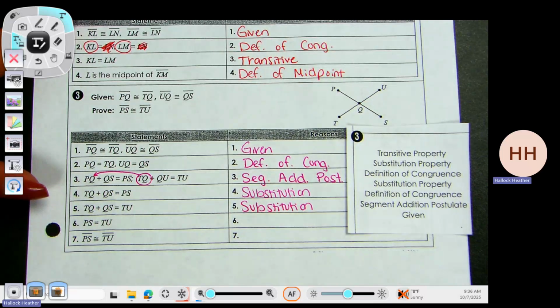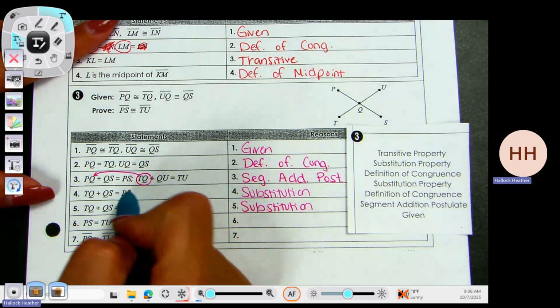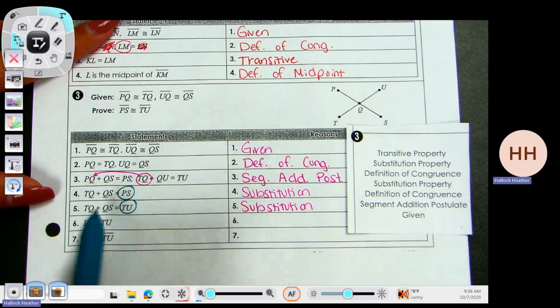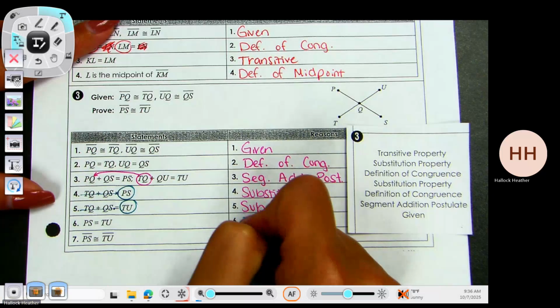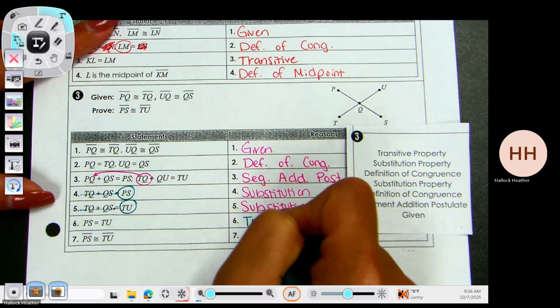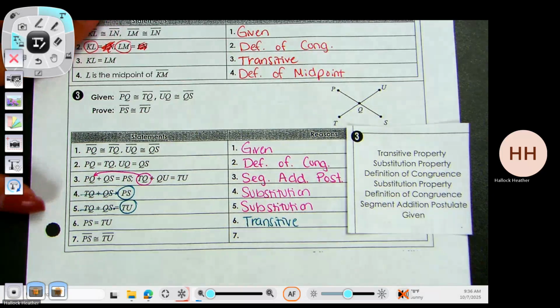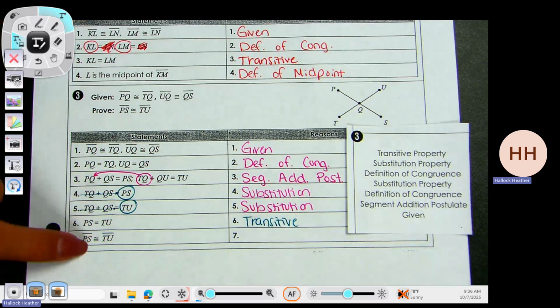6 says PS equals TU. Transitive property, because what it's doing is taking these 2 pieces and equaling them to each other, and getting rid of what they share. They share the TQ plus QS. So transitive. And then the last one is definition of congruence, because it goes from an equal sign to a congruency symbol.